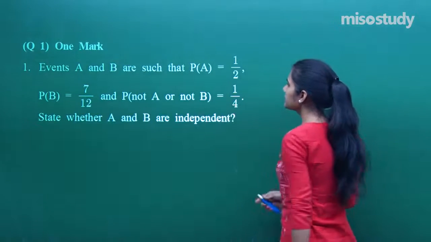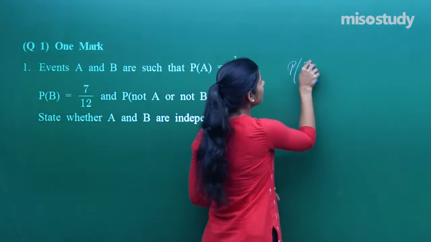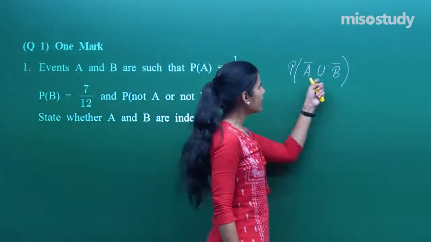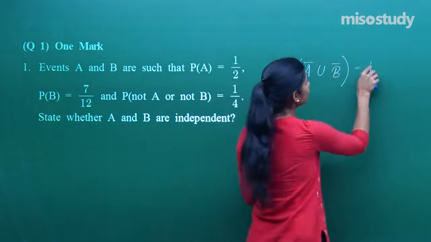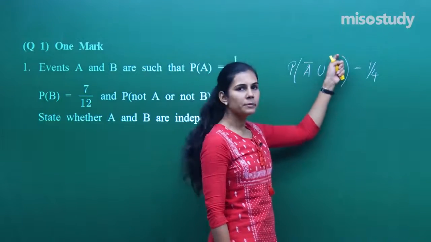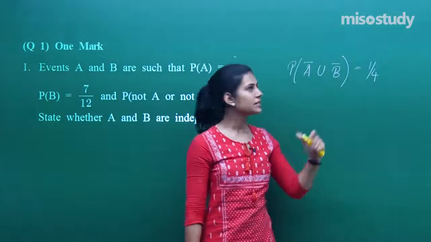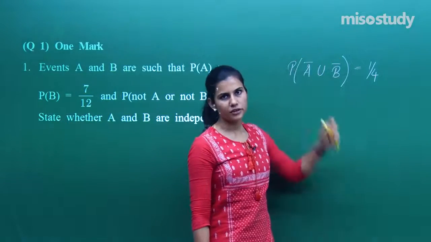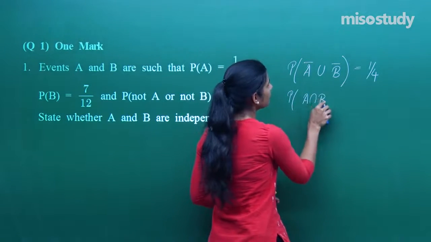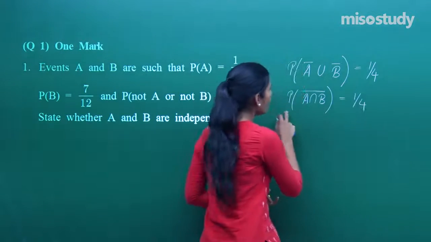Probability of A is this, B is this, probability of not A or not B is 1 by 4. How do you write that? Not A means A bar, or means union, not B means B bar. Not A or not B is given to be 1 by 4. By De Morgan's law, we know that A complement union B complement is A intersection B whole complement. Whatever was the meaning of complement in the chapter sets, same is the meaning of the bar over A and B. So probability of A bar union B bar is probability of A intersection B whole bar, just by De Morgan's law. This is 1 by 4.